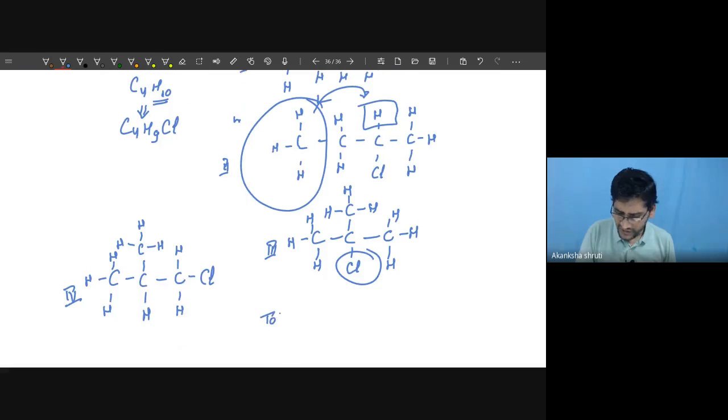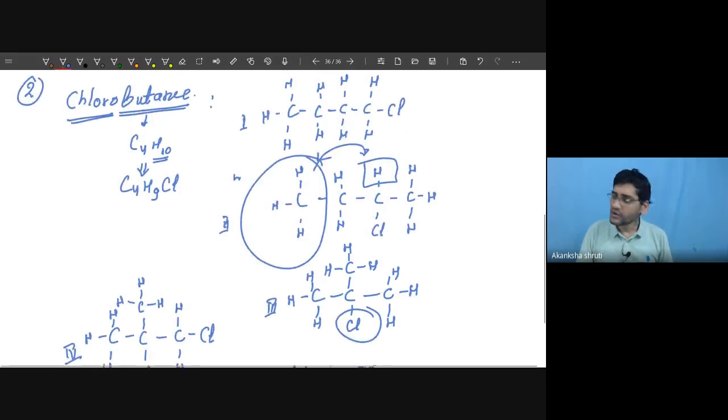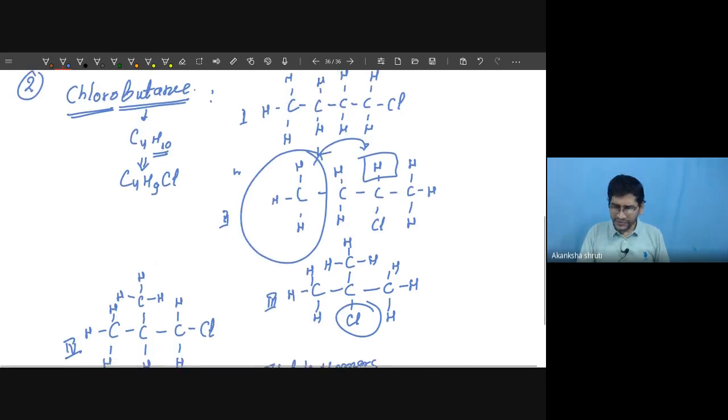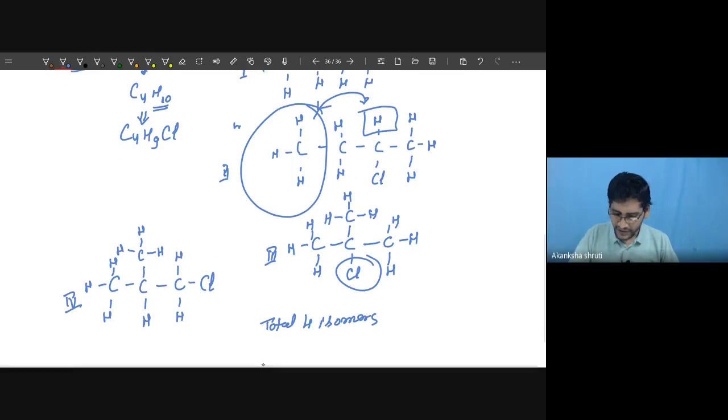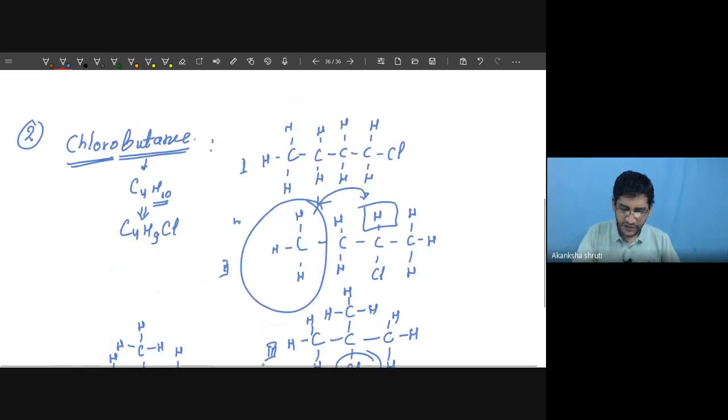So total 4 isomers. But all of these are chlorobutane. All of these have nearly the same characteristic. They are slightly different. Okay, it is this one. So how to name it, how this is different from the other, that we will learn in our next class.